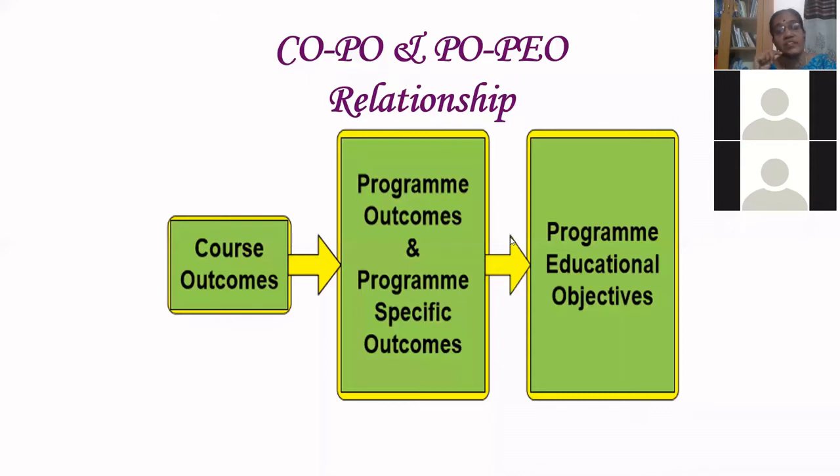Course outcomes you have written now should be mapped with POs. POs are already mapped with PEOs by means of PO mapping. Now we are going to map the course outcomes with the PO. So if you do this, then the COs will be mapped to POs, and POs will already map to PEOs.